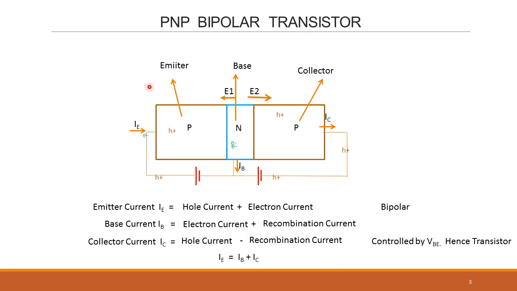This is actually called the PNP bipolar transistor. Where does the PNP come from? This is what PNP stands for here. Bipolar because the current is due to the hole and the electron both. And transistor because the junction voltage across a different PN junction controls the collector current.